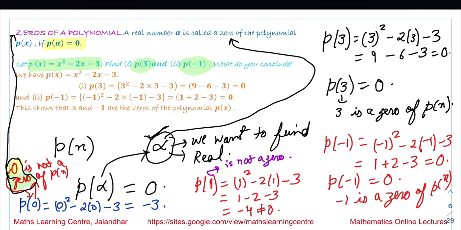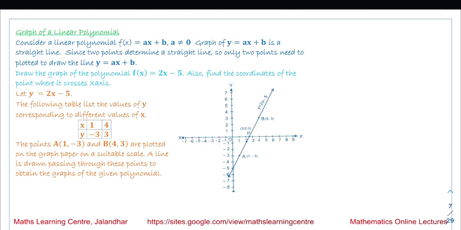Next we have the graph of the linear polynomial. We consider any linear polynomial, say f(x) is equal to ax plus b. It is a linear polynomial, which means a is not equal to 0. So the graph of y is equal to ax plus b is a straight line. In previous cases we were writing this as p(x) is equal to ax plus b. Suppose we write it as equal to y. We have to draw the graph.